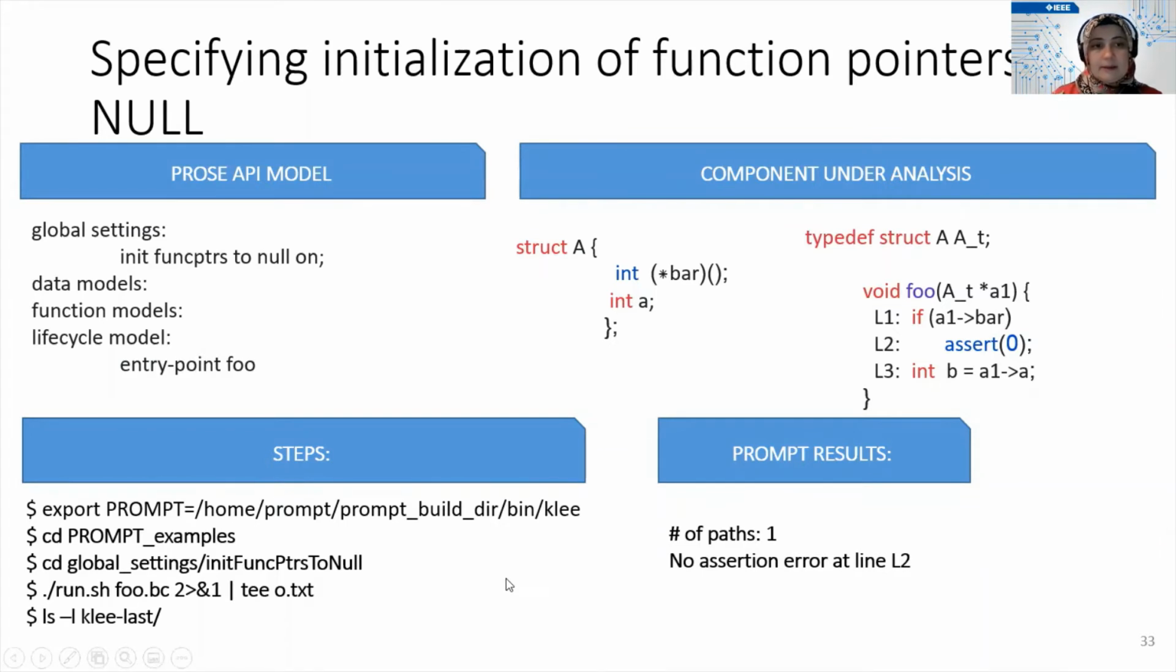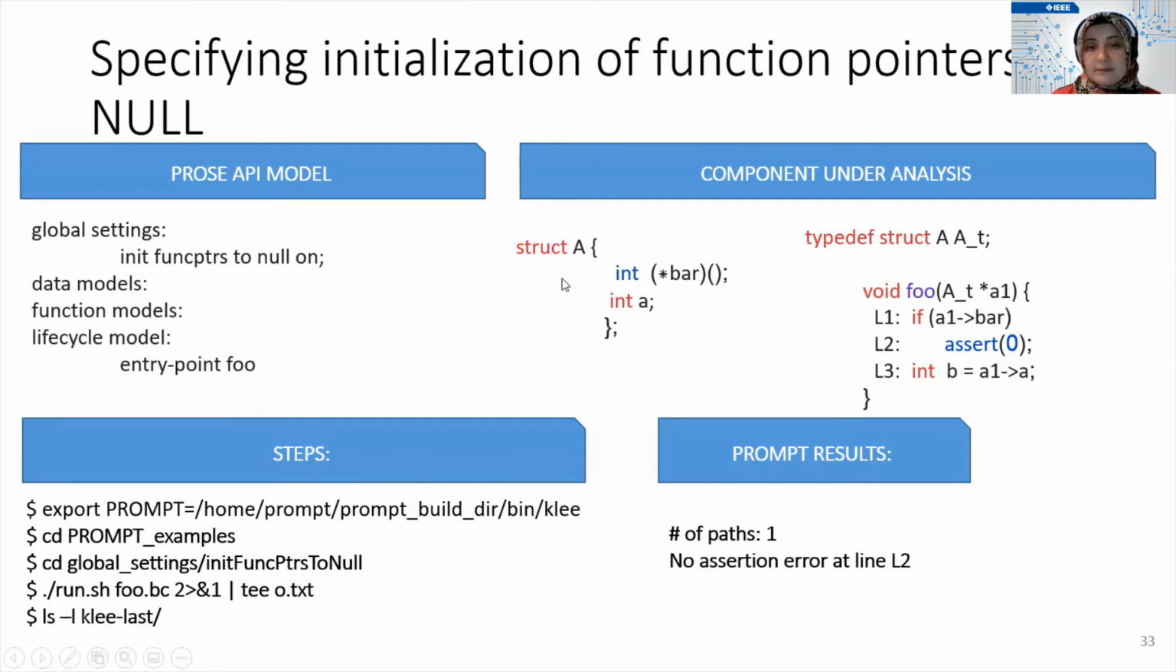All right. System code often includes function pointers, and when we have function pointers, obviously an ideal thing to do is to initialize them with the relevant functions. But before seeing that, first we'll see one way of handling function pointer fields, which is initializing all of them with null value. We can do this with the init function pointers to null setting.